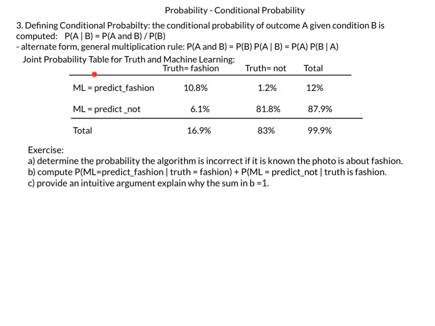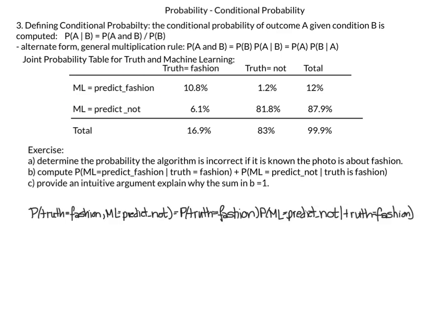Now, going back to our attempt to teach a computer how to recognize fashion photography. For part A, determine the probability the algorithm is incorrect. By algorithm, we're talking about machine learning. If it is known the photo is about fashion, this is about truth. So we're using the two variables, about truth and about the machine learning.